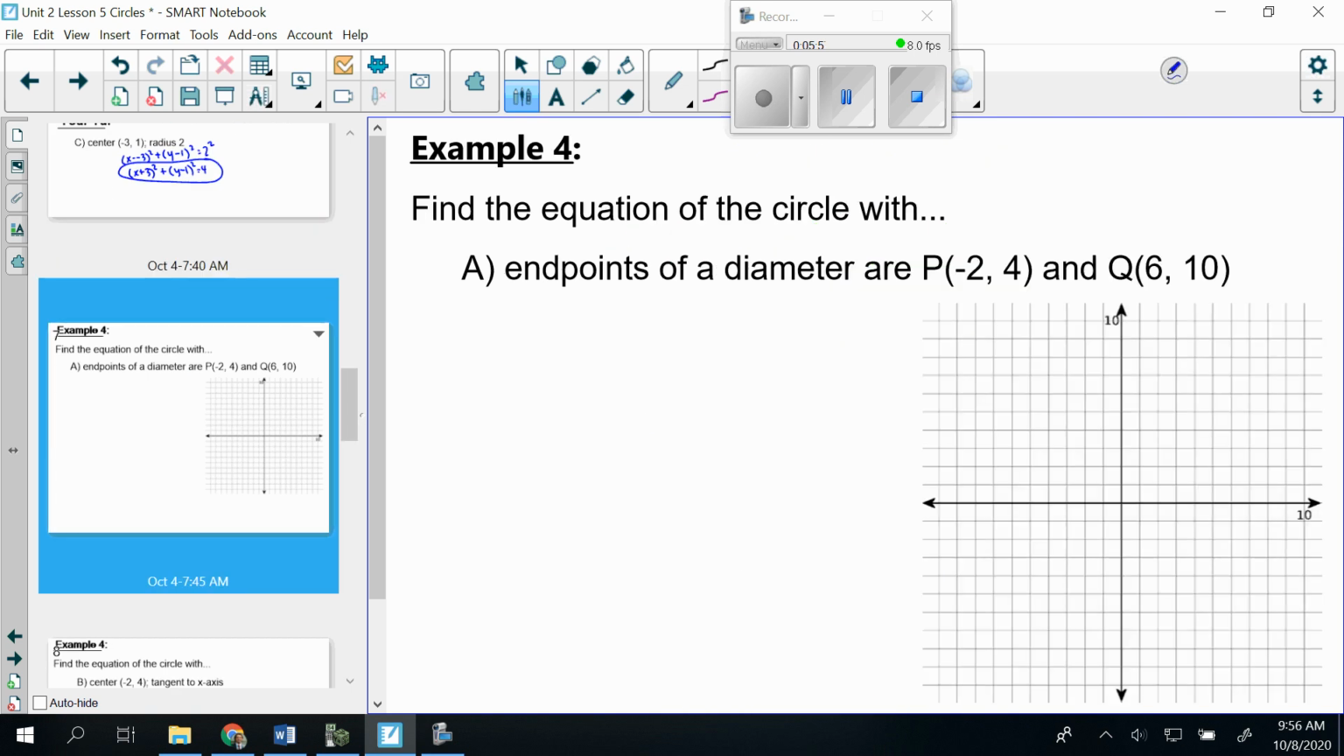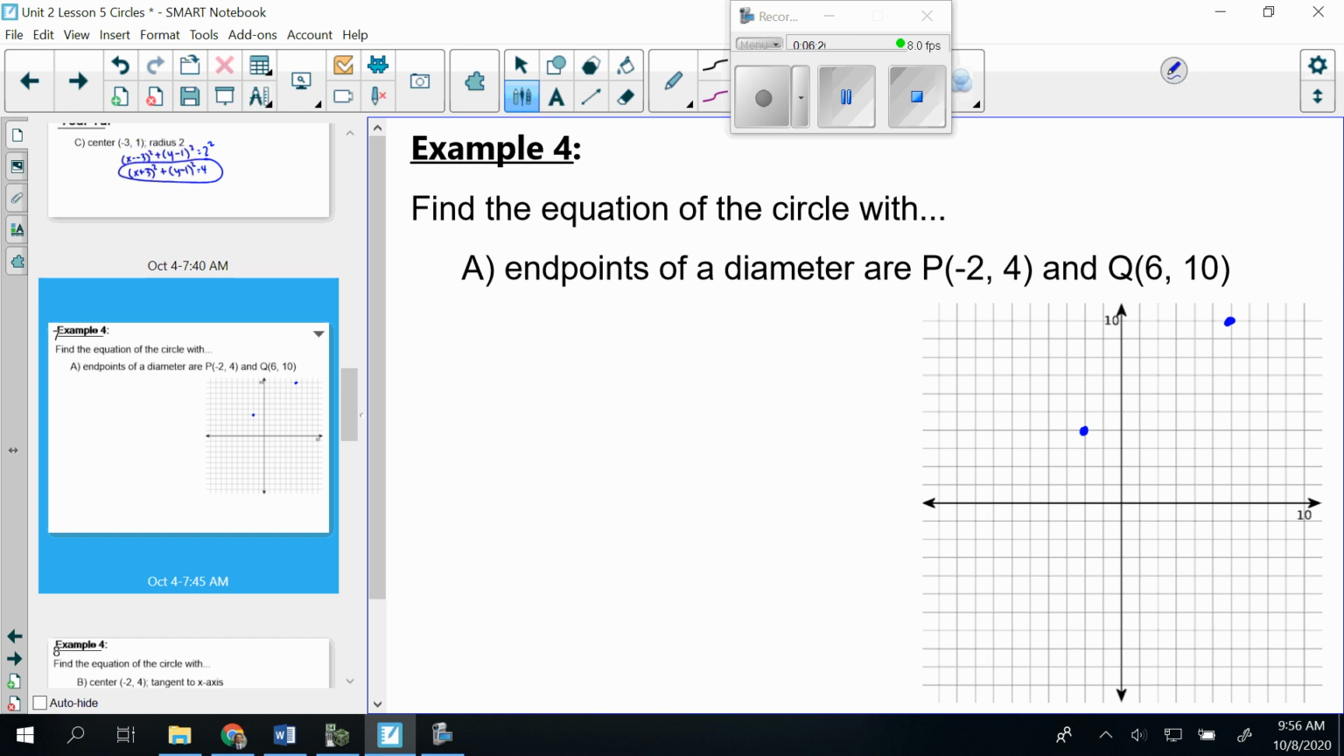All right, next example: find the equation of the circle with the endpoints of a diameter being at these two locations. Now we're getting a little bit more complicated here. So let's start by graphing out those two points, (-2, 4) and (6, 10). Right there. Okay, so we've got P and Q.